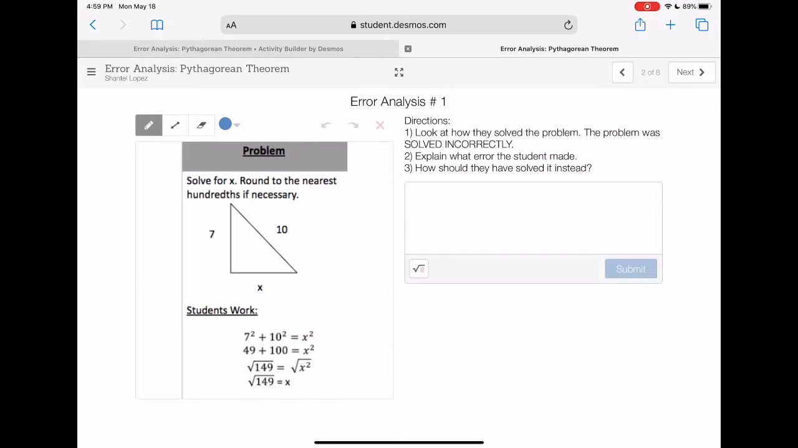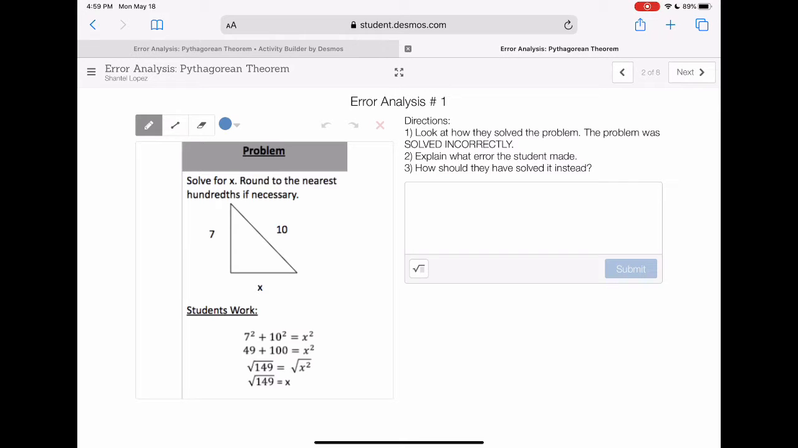So let's look at the directions. It says, look at how they solved the problem. The problem was solved incorrectly. Explain what error the student made. How should they have solved it instead? So our first step is just to look at the problem, see if we can find that error. Solve for x, round to the nearest hundredths if necessary. So let's look at the student's work. It might be hard to tell just from looking at the work if they did something wrong. So sometimes what I find is easier is if you try solving it first.